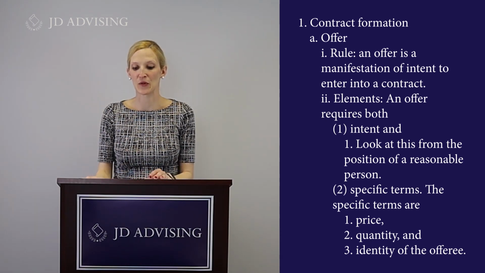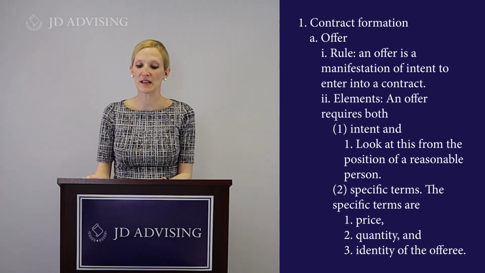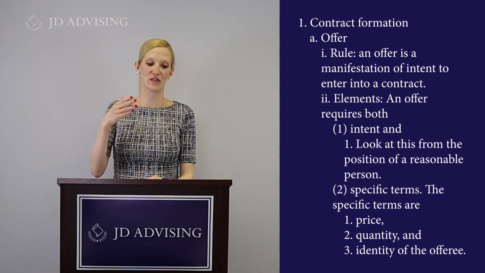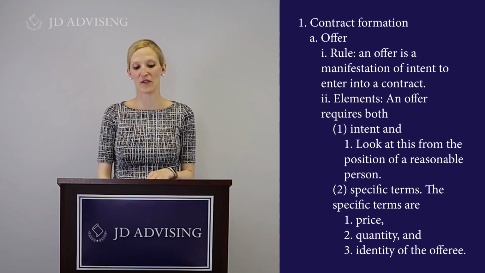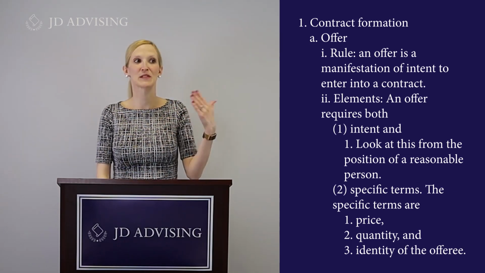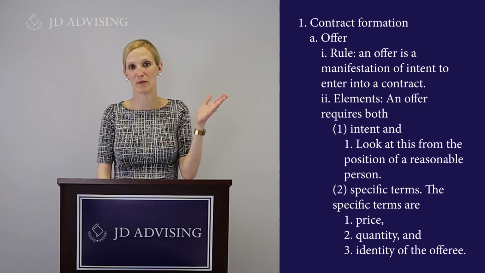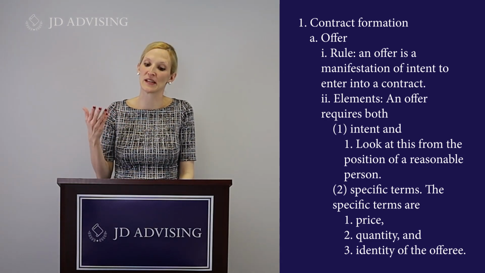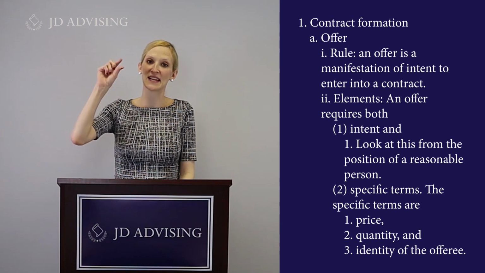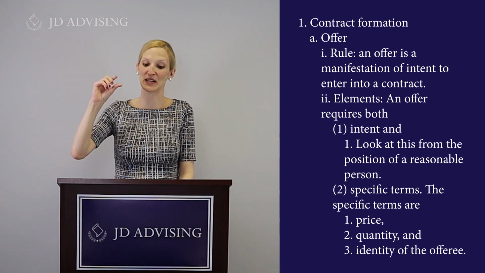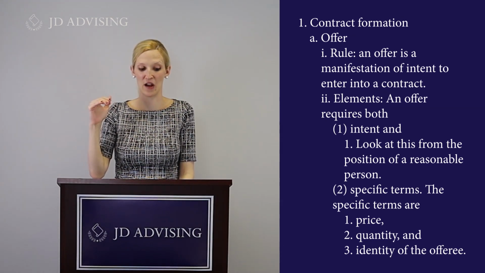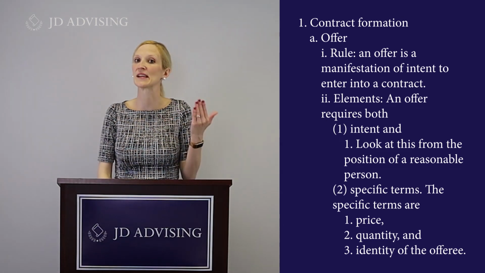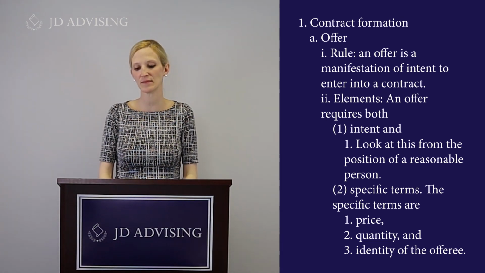So for example, for contract formation, instead of writing a long sentence about what contract formation is, like an offer requires intent and specific terms, the specific terms are price, quantity, identity of the offeree, blah, blah, blah, break it down into a way that makes sense and it's manageable and easy to learn. So you can even say intent, specific terms, and then break it down further: price, quantity, and identity of the offeree. This makes it simpler and easier to learn your outline.